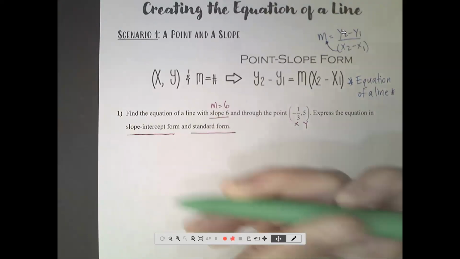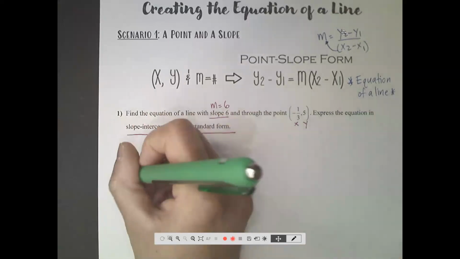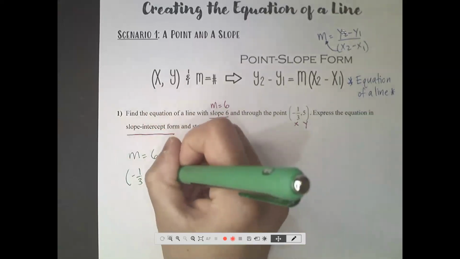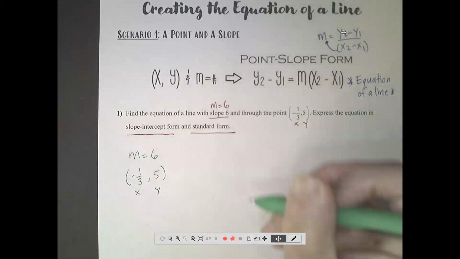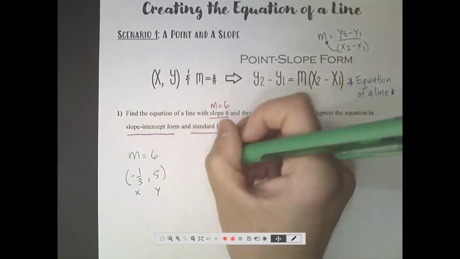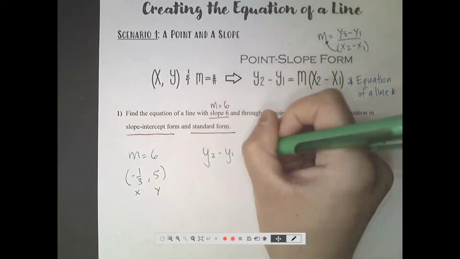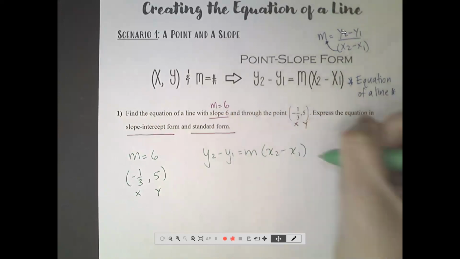Okay, so I'm going to rewrite the information that I know. I know my slope is 6, and I know I have a point, negative 1 over 3, comma 5, and this is x, and this is y. I'm going to start by writing the point slope form. So my formula is going to be y2 minus y1 is equal to m(x2 minus x1).